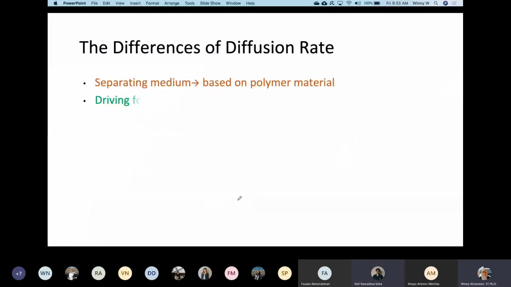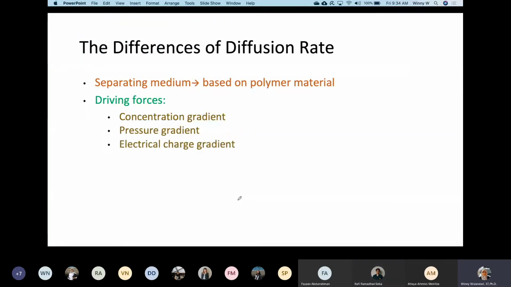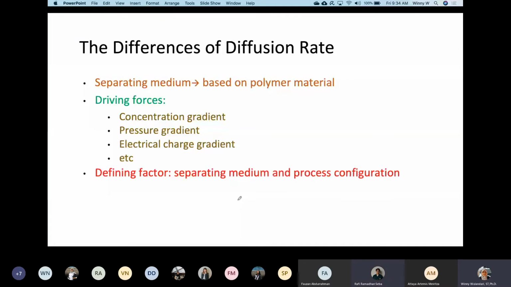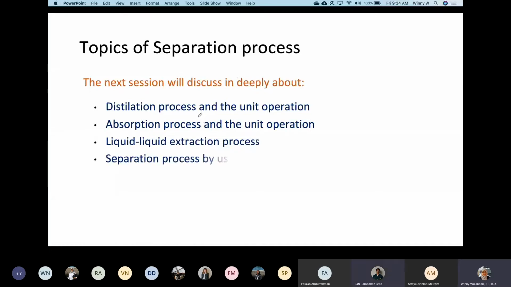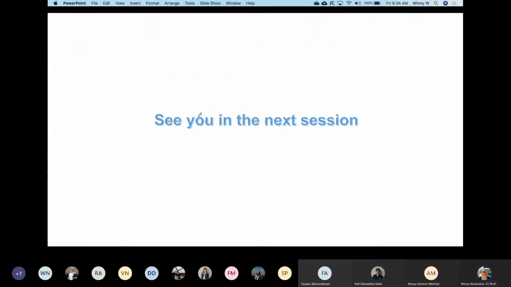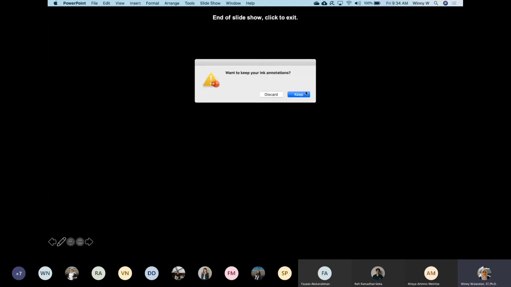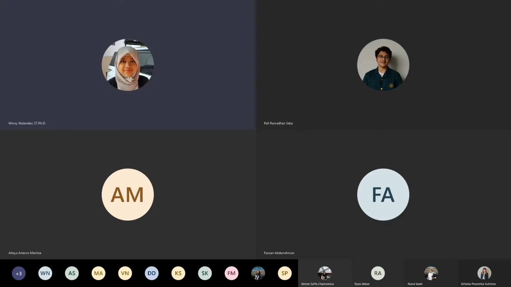For membrane, the differences of diffusion rate are based on the separating medium, for example the polymer material, and also the driving force, such as the pressure gradient. So the defining factor is the separating medium and process configuration. The topics of separation processes are distillation, about 5 weeks or so, then absorption, about 5 weeks or so, and also liquid extraction, and some additional processes that are not assessed, such as those using membranes. Okay, this is my first presentation.